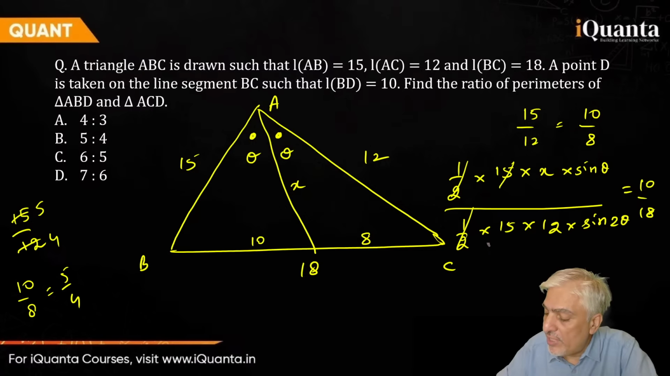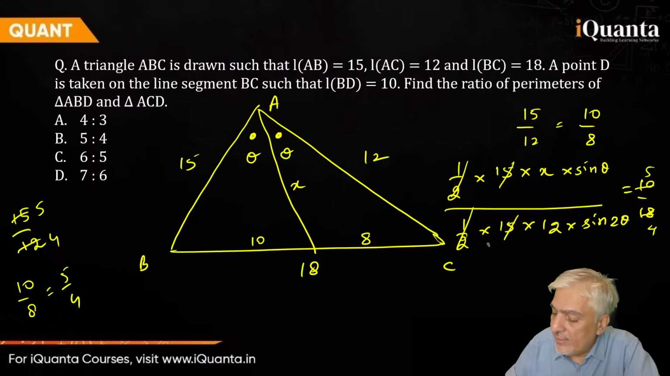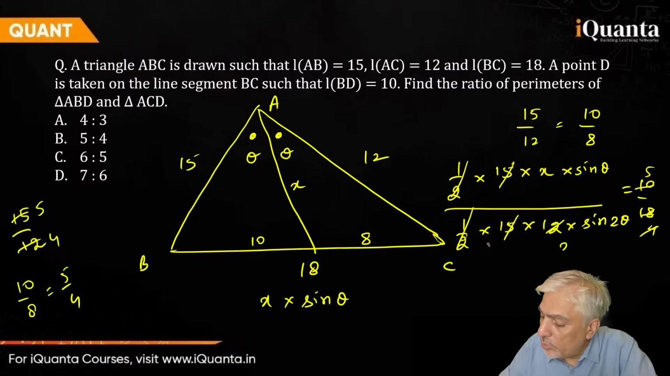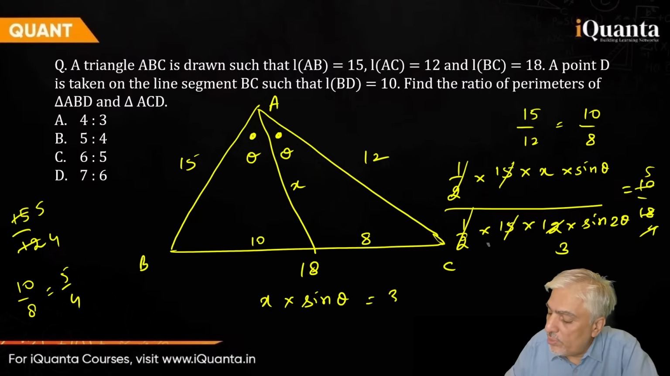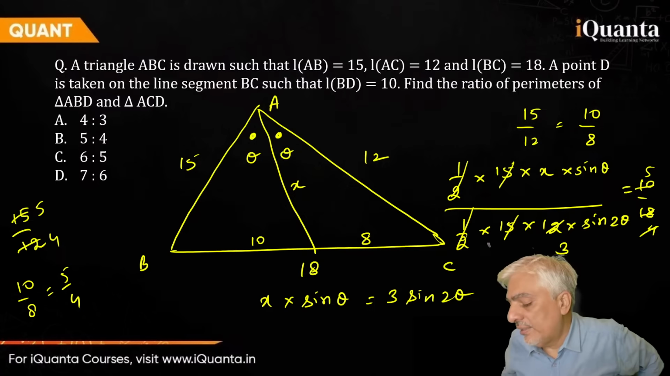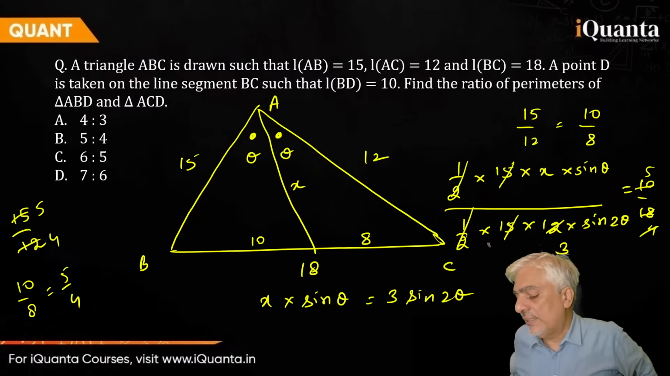Half cut, 15, 15 cut. 2 5s are, 2 4s are cut. X into sine theta is equal to 4 1s are, 4 3s are cut. 3 into sine 2 theta, which is also, I'm also struggling a little bit. I'm also thinking a little bit because I'll still be left with cos.